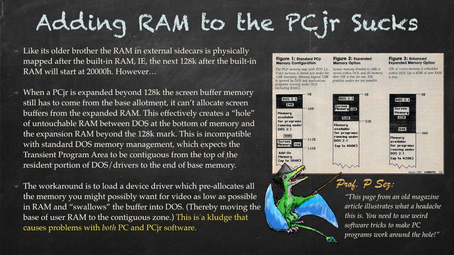Add another memory card, another sidecar. You have to flip the switches on the back, so it starts at 256K, so on and so forth. The problem with this is video memory still has to come out of the base 128K. And remember how DOS doesn't like holes.